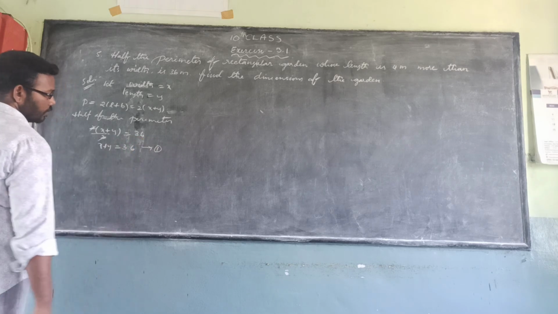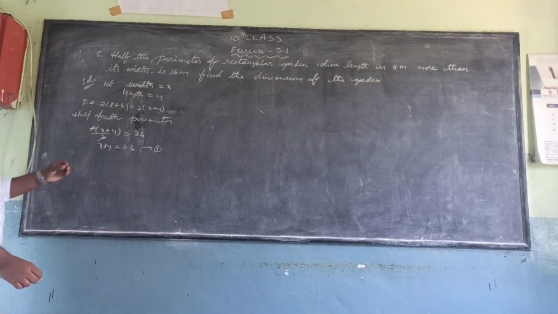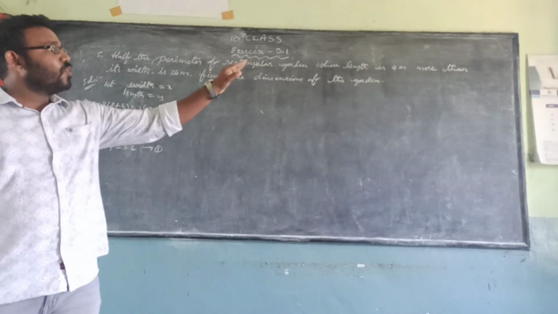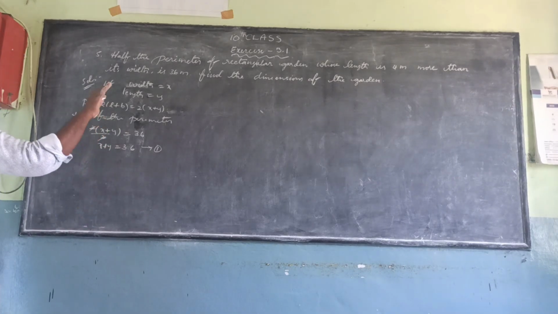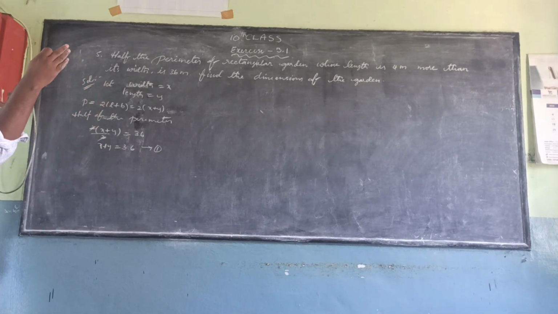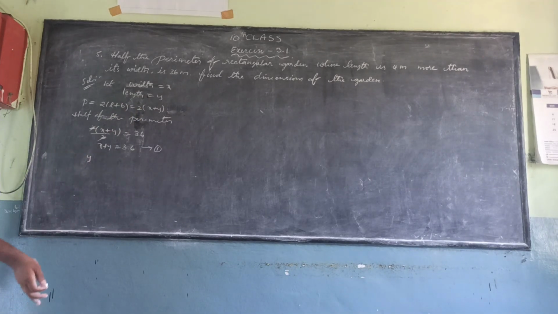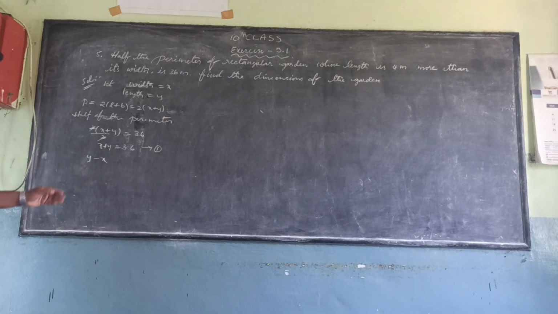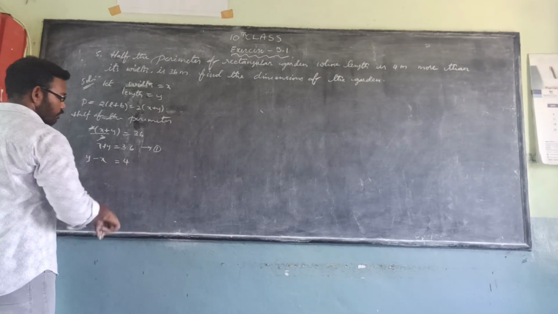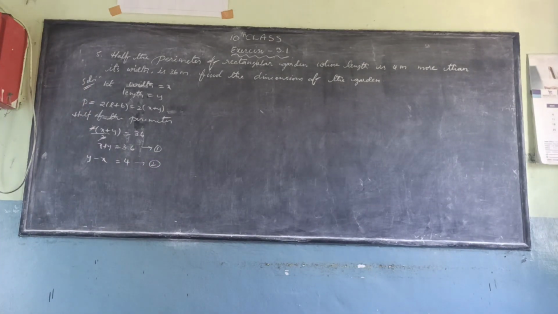This is 1. Now, given that the length is 4 meters more than its width. So length is 4 meters more than its width. So here length is y, which is more than its width. That's why if we subtract width from the length, we get 4 meters. So this is 2. Now we have to represent these in a graph.